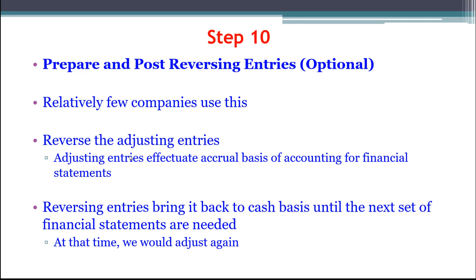Now, that's fine, but the next time right before they do financial statements, they'll have to do those same adjusting entries again to get it right back to where it needs to be. Some companies just don't want to see things unless the cash has been received or the cash has been paid. So they reverse the adjusting entries out and they basically bring it back to the cash basis of accounting. And next period, we'd have to do adjusting entries again. But if they want to reverse it in the meantime, that's completely up to them.